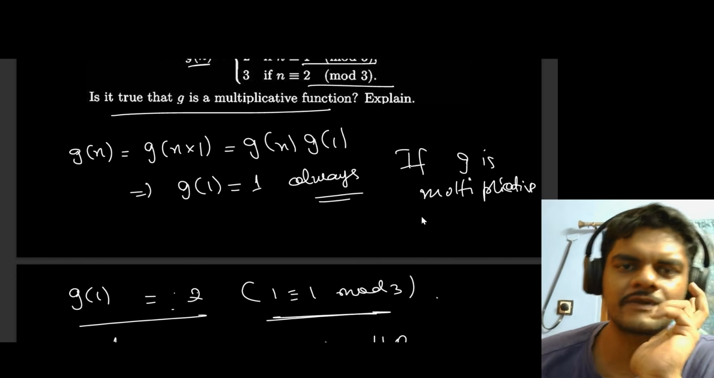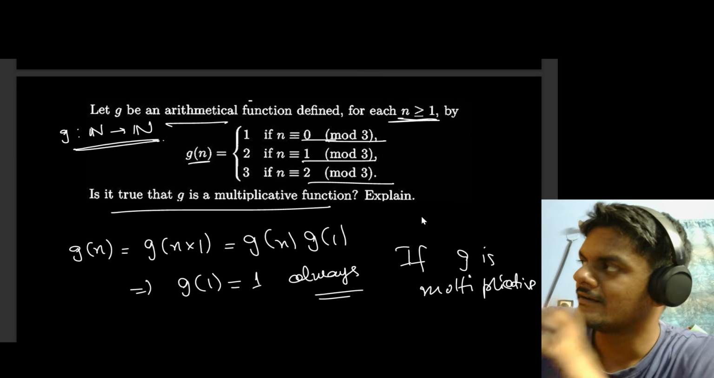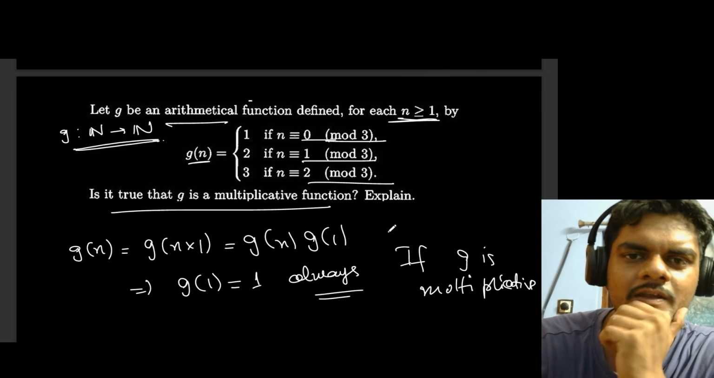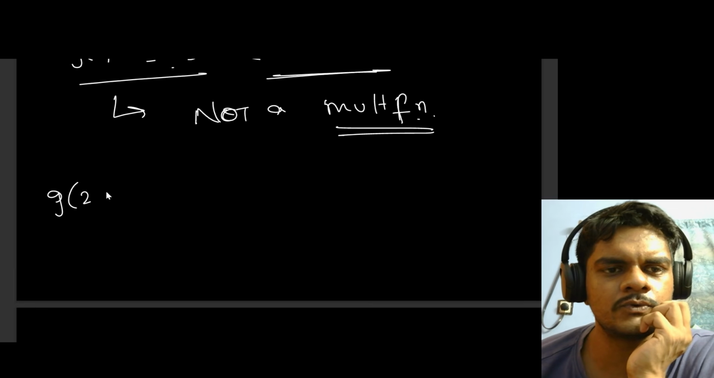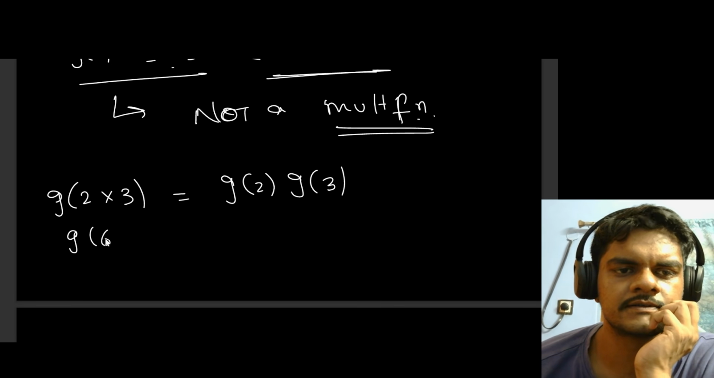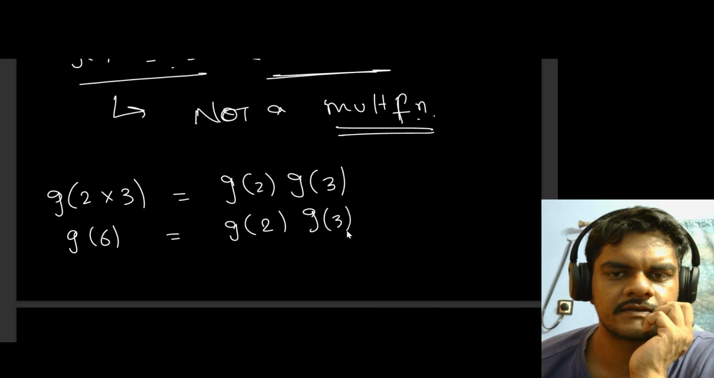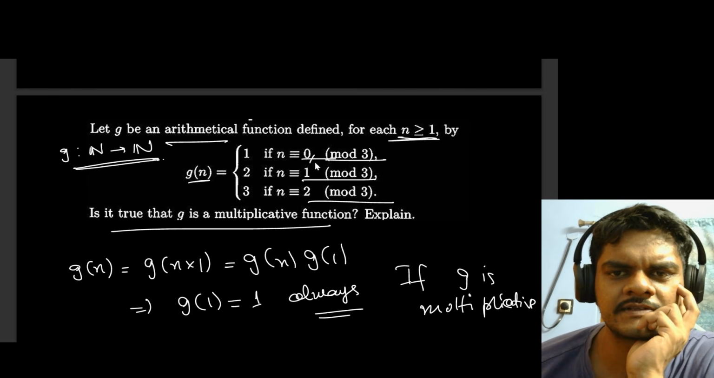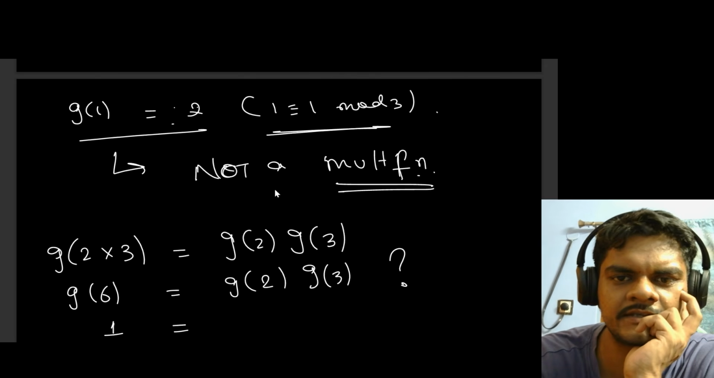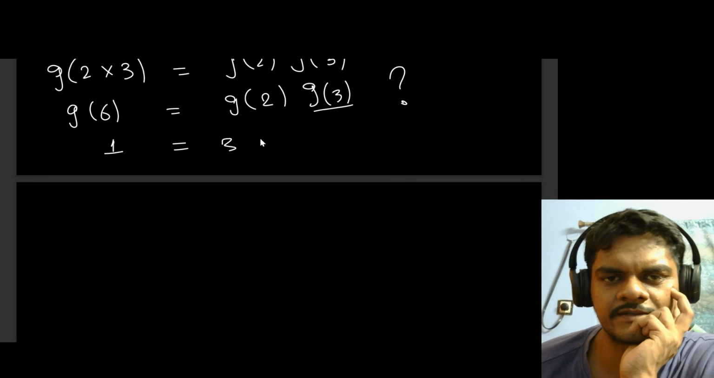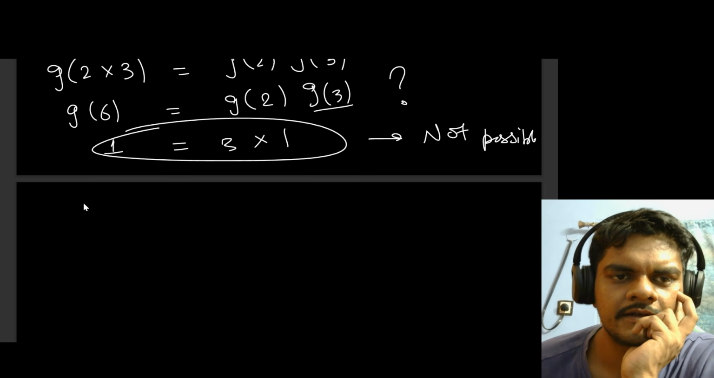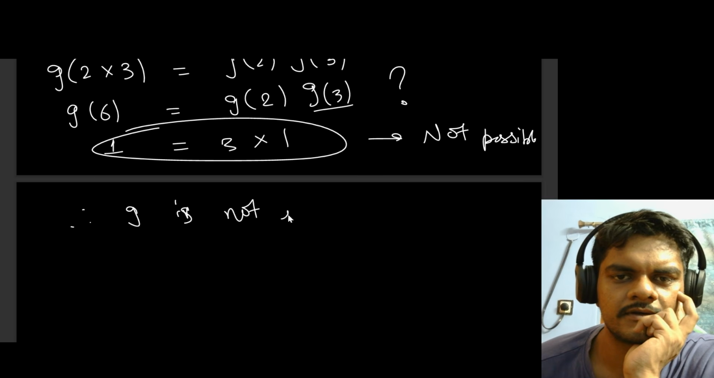Got it? So G of 1 for a multiplicative function, this is another important thing you can weigh with: a multiplicative function at 1 must be equal to 1. Now, if you want to check it in some other way, let's say G of 2 into 3 should be G of 2 into G of 3. Let's check this. What is G of 6? Because it is 0 mod 3, this will be 1. What is G of 2? G of 2 is 2 mod 3, so it will be 3. And G of 3 is 0 mod 3, so it will be 1. So this is again creating a problem, not possible. Therefore, G is not multiplicative.